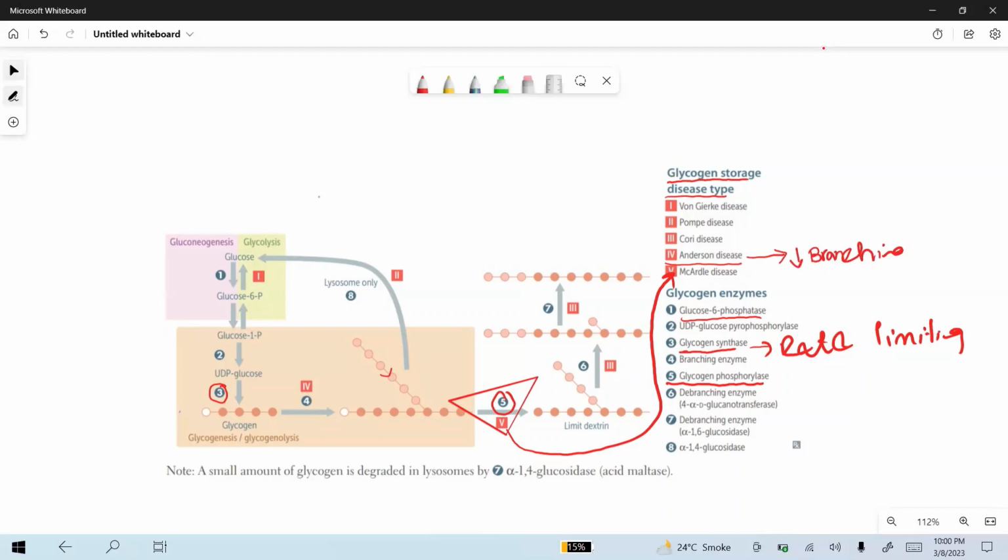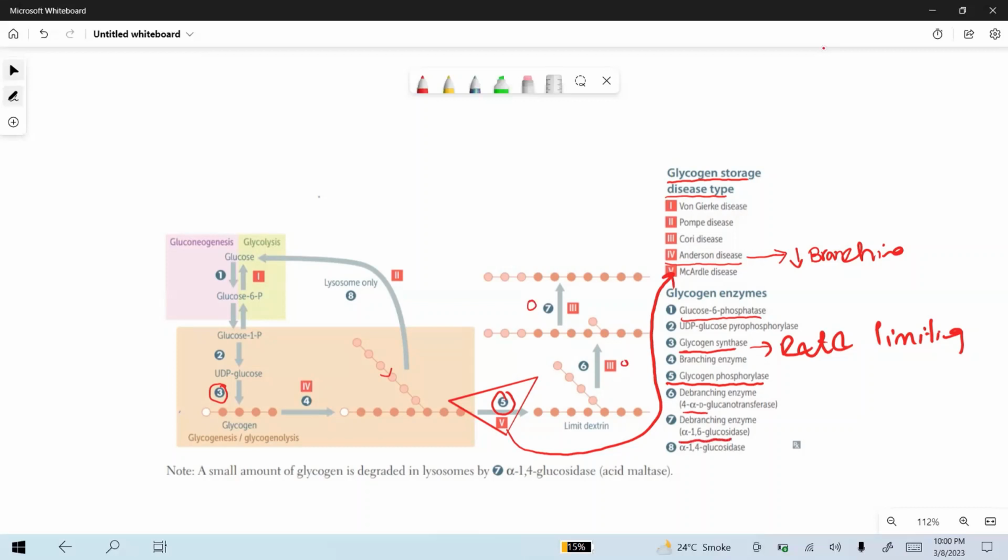Next, this is the limit dextrin. It is converted into another form of glycogen where the branch becomes shorter by the debranching enzyme. There are two debranching enzymes. The first is 4 alpha glucanotransferase, and the other is alpha 1,6 glucosidase.